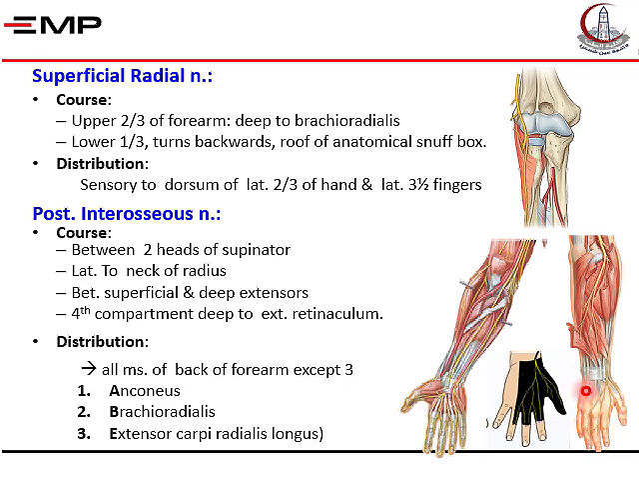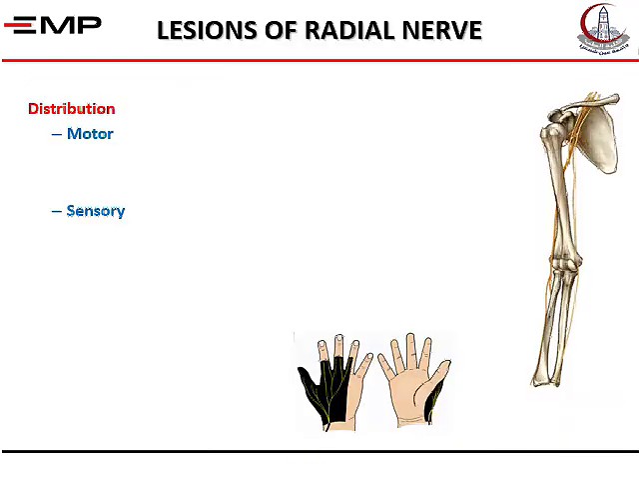Its distribution is muscular. It gives all muscles of the back of forearm, whether superficial or deep, except the three, which start with A, B, E, or ABE: the anconeus, brachioradialis, and extensor carpi radialis longus.